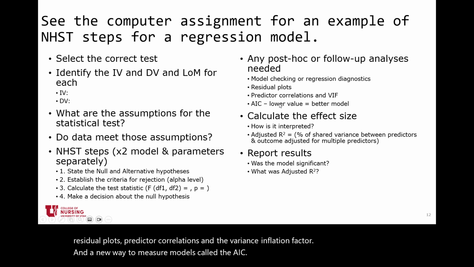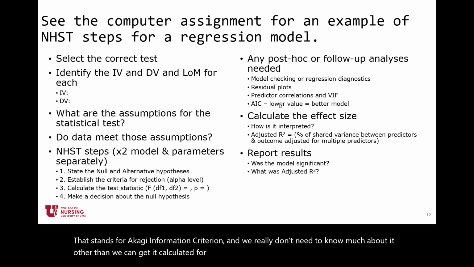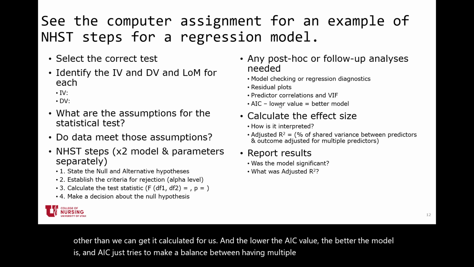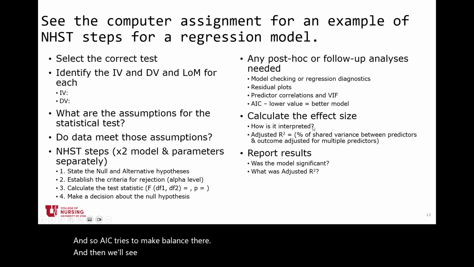That stands for Akaike Information Criterion. And you really don't need to know much about it other than we can get it calculated for us. And the lower the AIC value, the better the model is. AIC just tries to make a balance between having multiple predictors that help us get a good fit with the model, and yet still having a simple model which is easy to interpret. And then we'll see how we look at our adjusted R squared and go on with that.